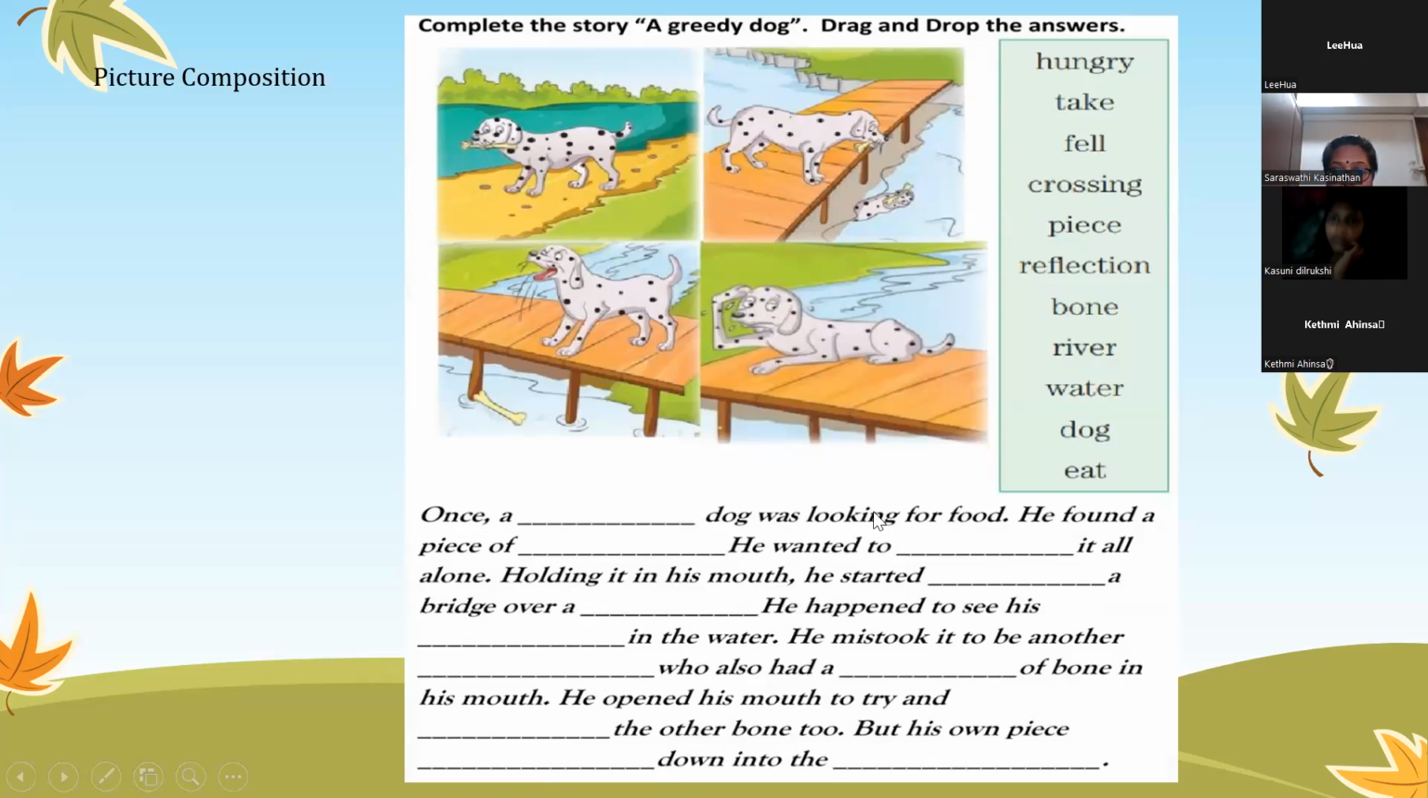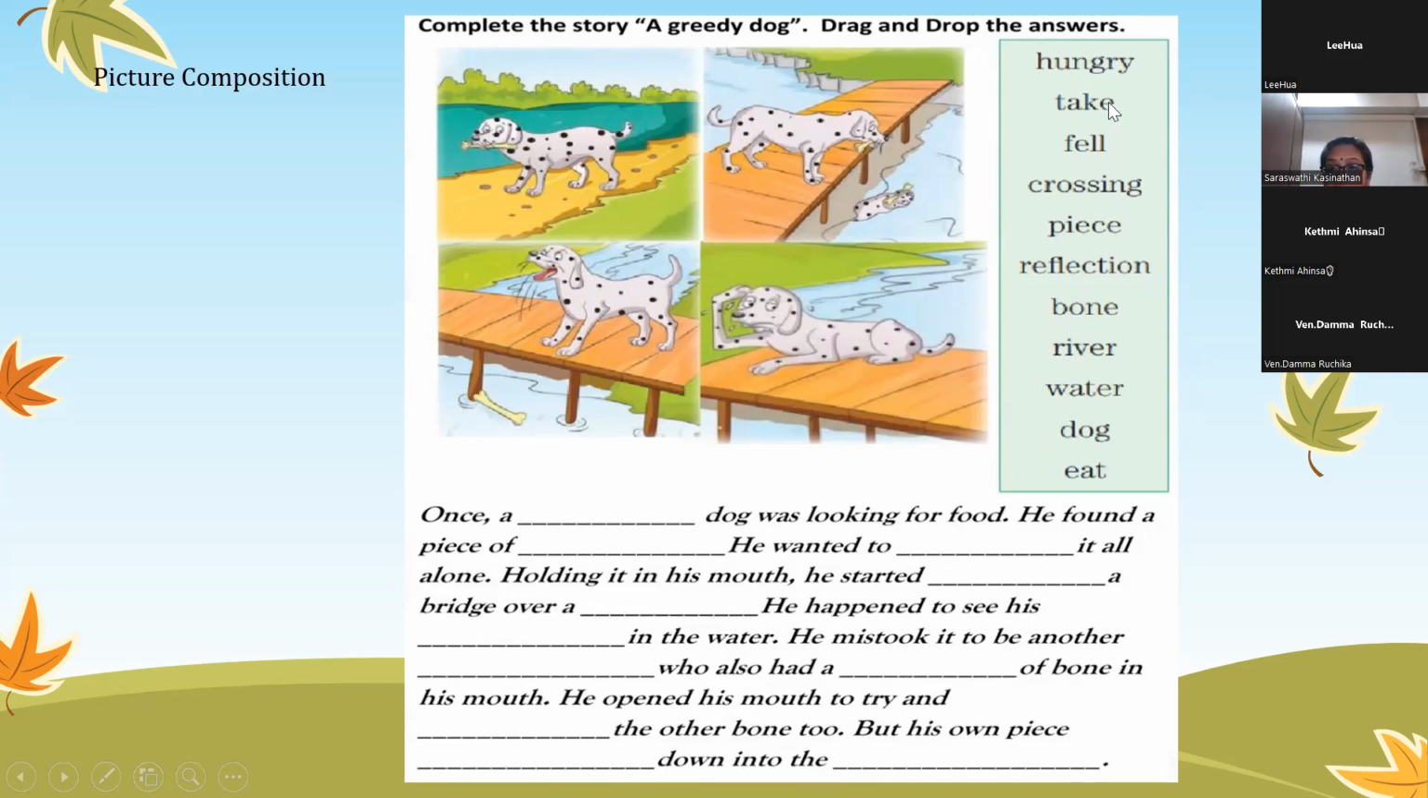Once a dash dog was looking for food. He found a piece of dash. He wanted to dash it all alone. Holding it in his mouth, he started dash a bridge over a dash. He happened to see his dash in the water. He mistook it to be another dash, who also had a dash of bone in his mouth. He opened his mouth to try and dash the other bone too, but his own piece dashed down into the dash.